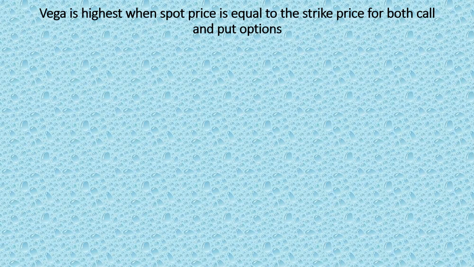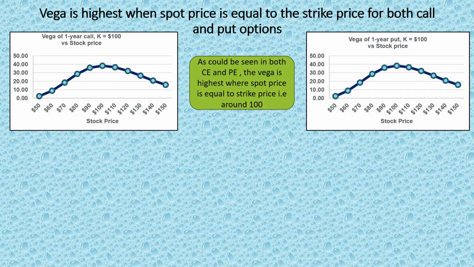Now let's examine at what strike price to spot price relationship the Vega is highest. Vega is highest when spot price is equal to the strike price for both call and put options. Now in the first two graphs, both call and put options have a strike price of $100. As could be seen in both call and put options, the Vega is highest where spot price is equal to the strike price, that is around 100.